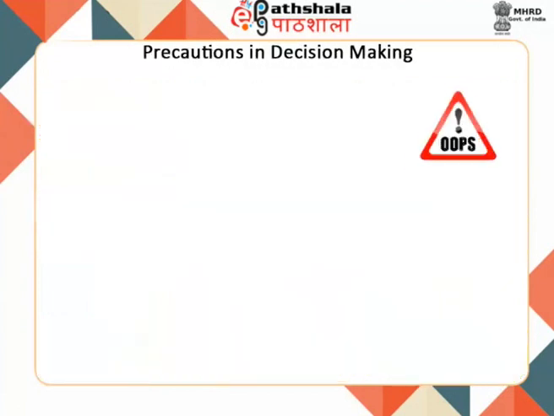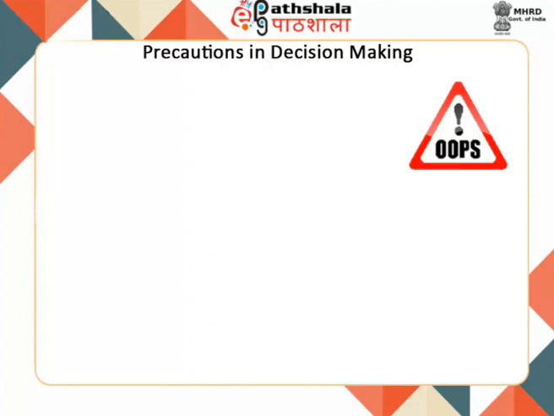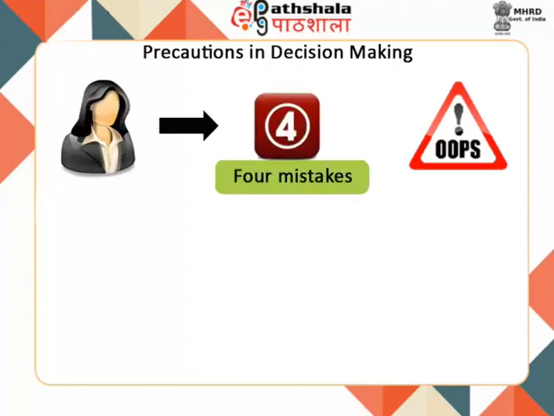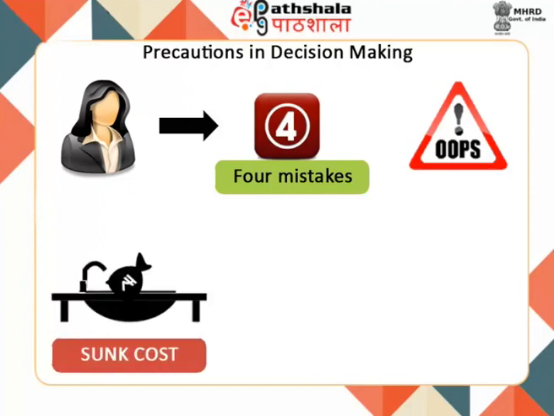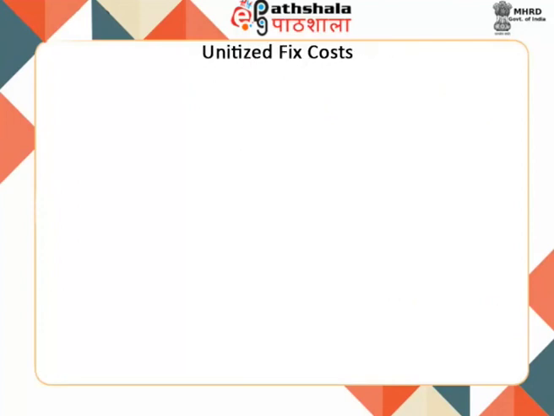Precautions in decision making. Relevant revenues and relevant costs are important variables in the decision making process. Managers must be careful about the four mistakes while taking a decision. These are: sunk costs. Sunk cost is the acquisition cost of an asset minus depreciation. Sunk costs are irrelevant in decision making. Unitized fixed costs.